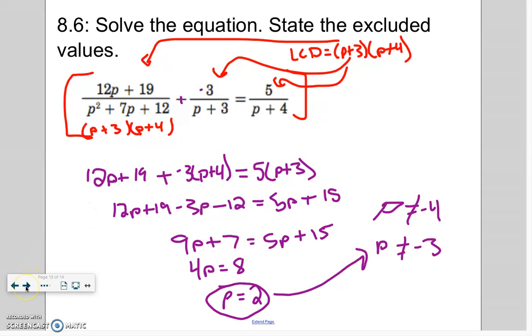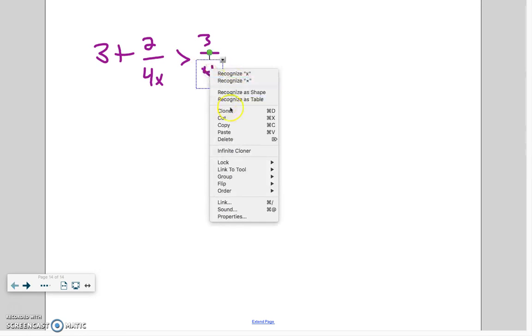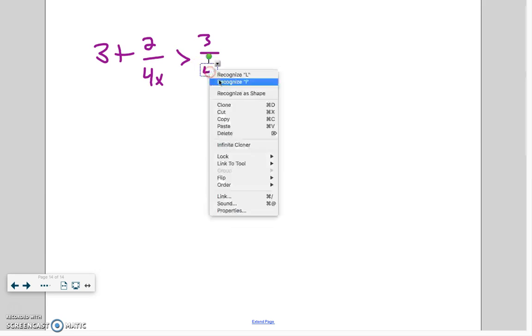So I'm hoping this is starting to follow through. The one thing I'm going to walk through a little bit more is an inequality one. So let's just make up one here. Let's say 3 plus, let's say 2 over 4x is greater than 3 over, let's say 4. Actually, let's just make that. Let's make it.